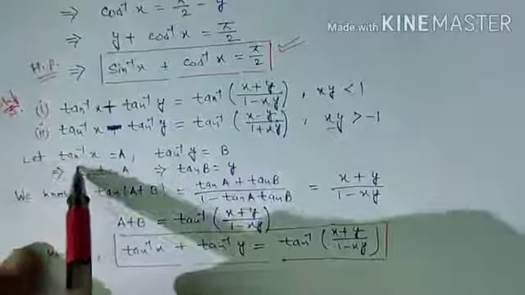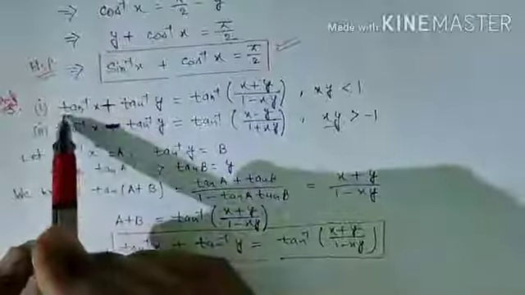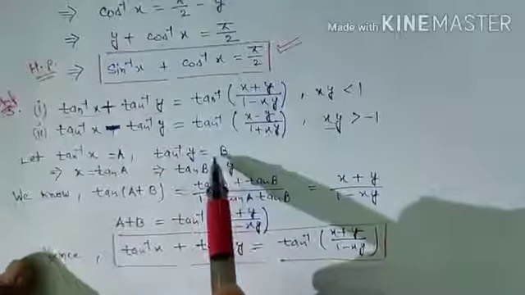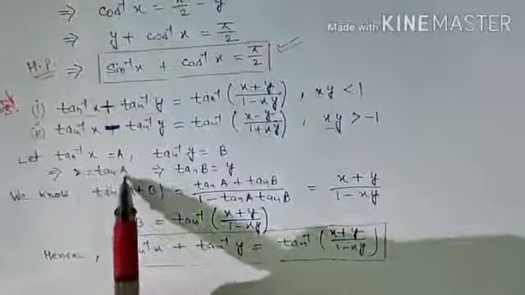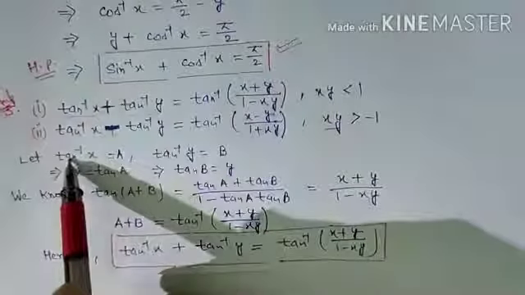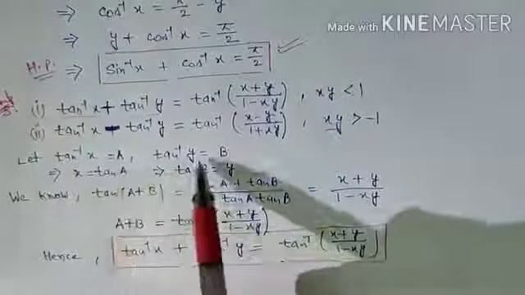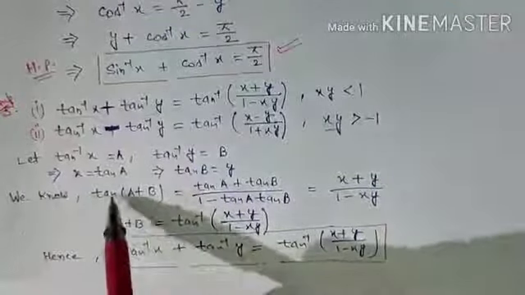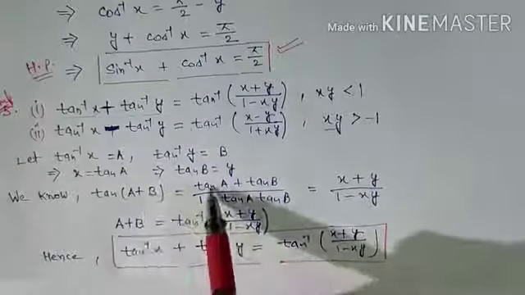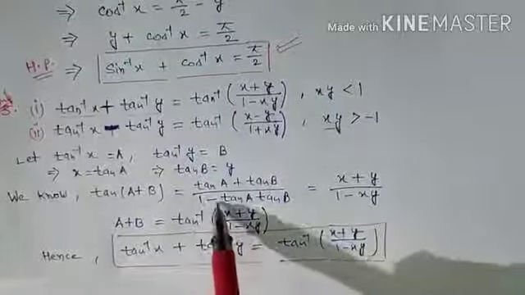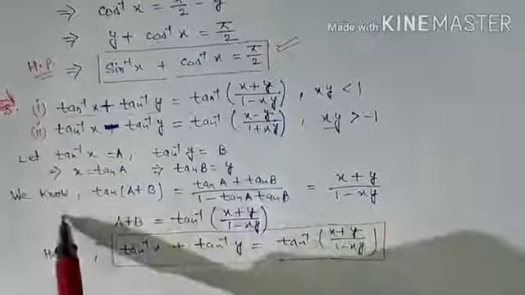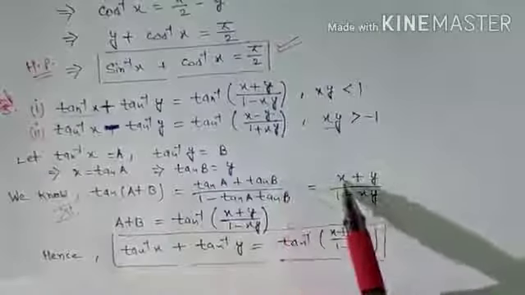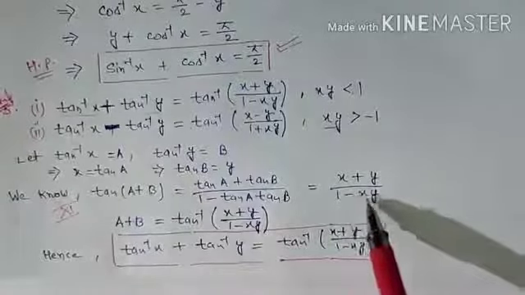Let tan inverse x equal a. The first part I am saying is equal to a, and the second part I am saying is b. Then x will be equal to tan a. If I transfer this tan to the other side, x is tan a and y will be tan b in that case. We know that tan of (a plus b) equals (tan a plus tan b) upon (1 minus tan a tan b). In class 11th, we have studied this formula. Now tan a is x, tan b is y, so (x plus y) upon (1 minus xy).